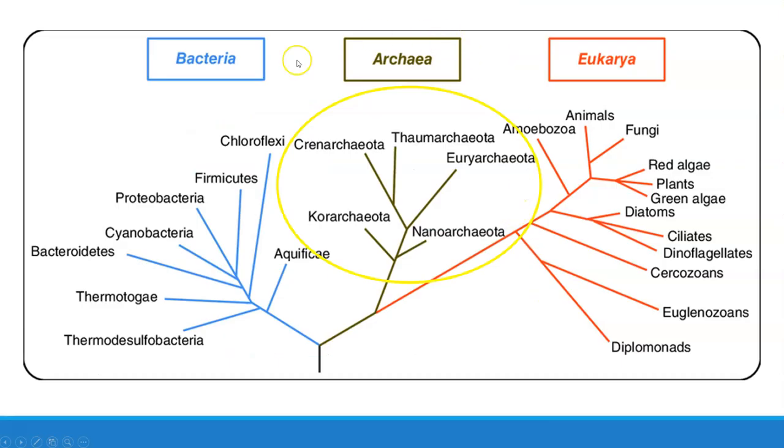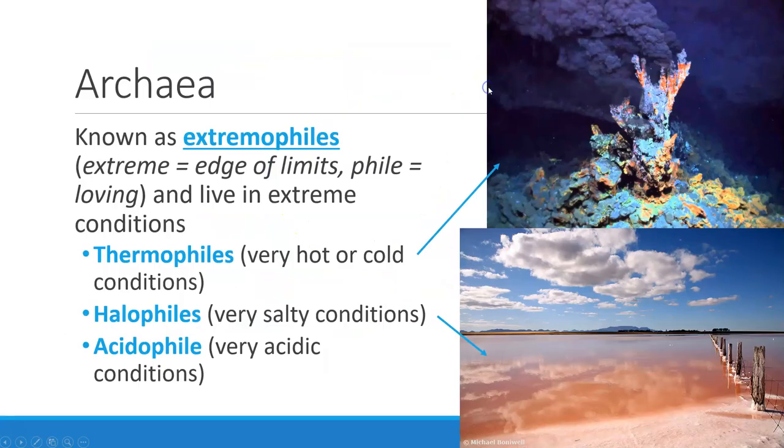Okay, now we're moving over to archaea. In terms of types of archaea in microorganisms, they're known generally as extremophiles. Extreme means living on the edge of the limit, whereas phile means loving. So they live in really extreme conditions, and that's where they thrive.